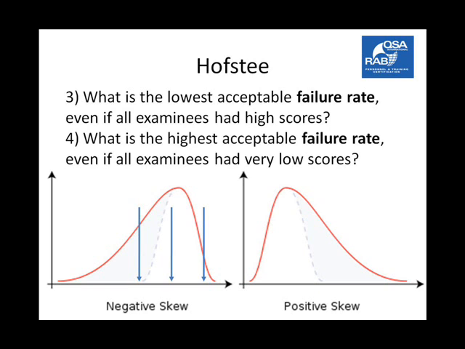The second examinee-centered question essentially asks if we have a positively skewed score distribution, like the one shown here on the right where most of the examinees have low scores, what is the highest acceptable failure rate we are willing to accept? What percentage or proportion of examinees are we willing to fail, considering that most have low scores?